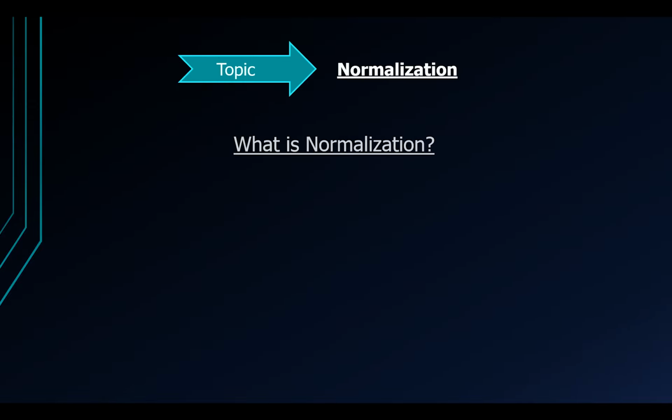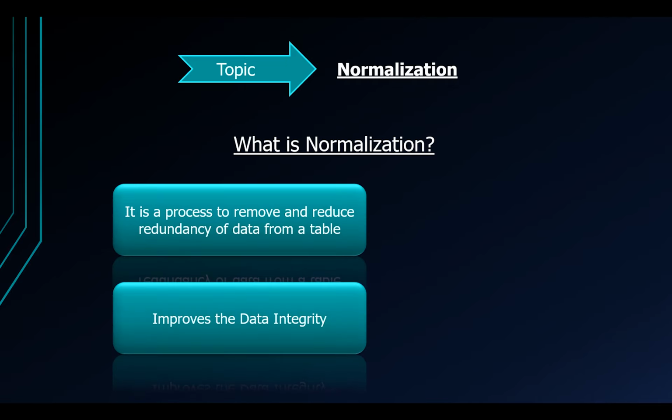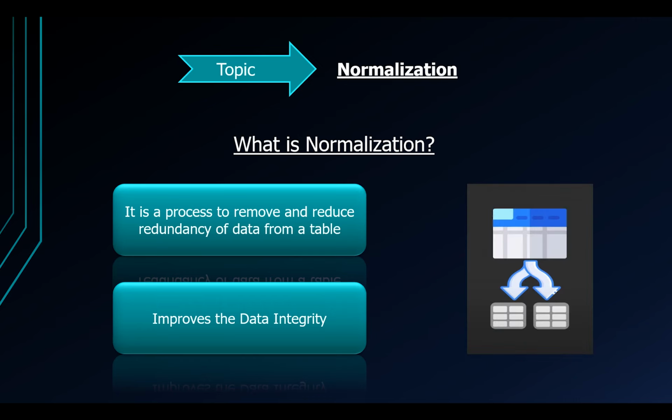So firstly, what is normalization? It is a process to remove and reduce redundancy of data from a table, and it improves the data integrity. It is a systematic approach of decomposing tables to eliminate data redundancy. On the screen we just saw that the table is getting decomposed into smaller tables.